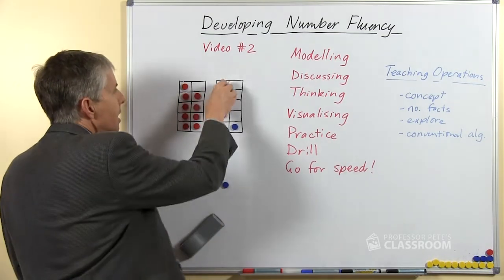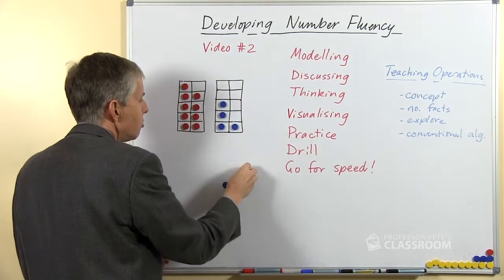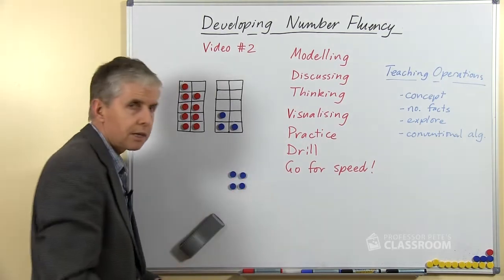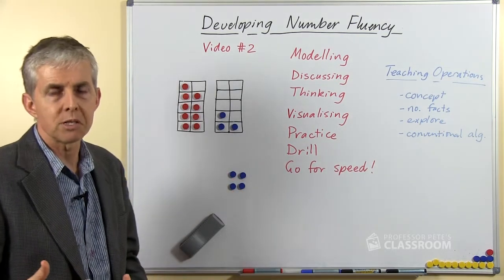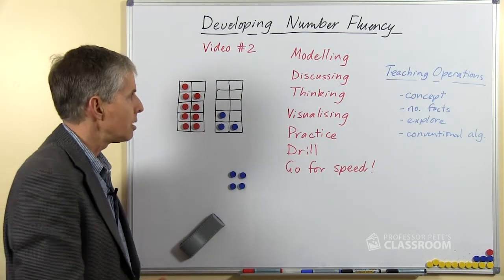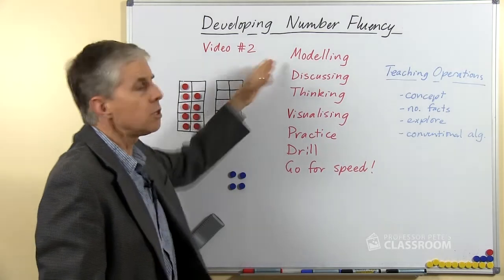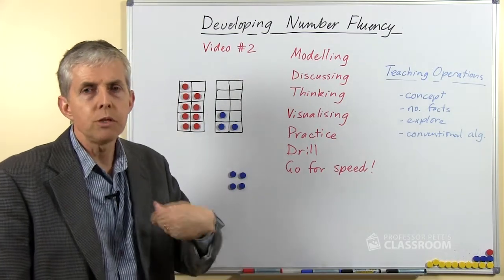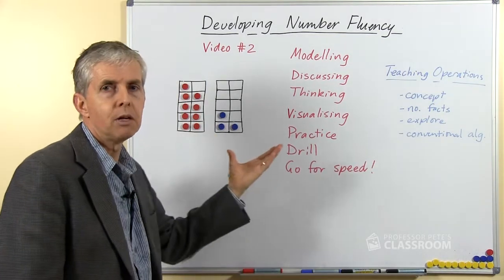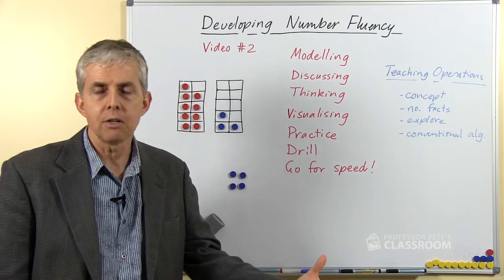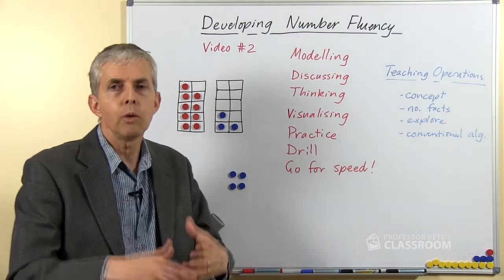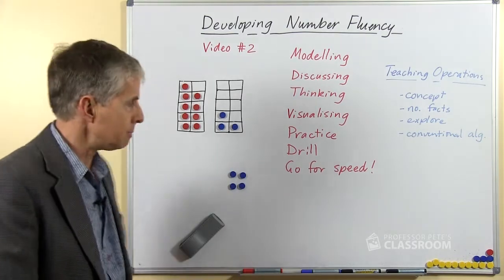They're a bit like the dot patterns on a die or a dice. On an ordinary dice, you'd see a pattern of 4 like that. The trouble with the dice is they only go up to 6. So the 10 frame allows us to go all the way up to 10 and then on to 20. So we would use modeling a lot, and we would use it for each of the operations, for addition and subtraction to start with here with 10 frames, and then multiplication and division. Depending on the strategy, we can use 10 frames again, or we can use other visual models.